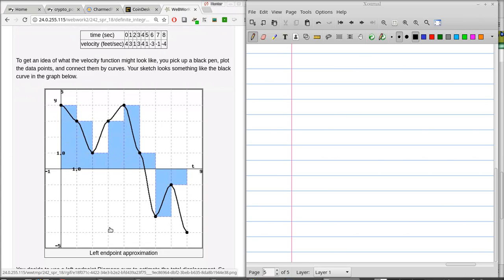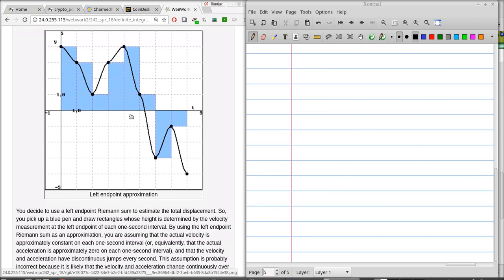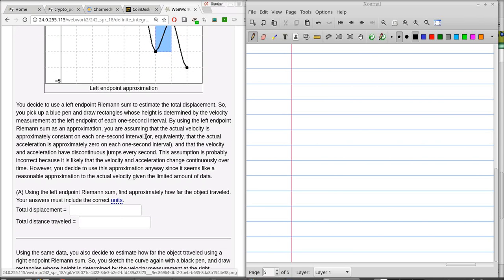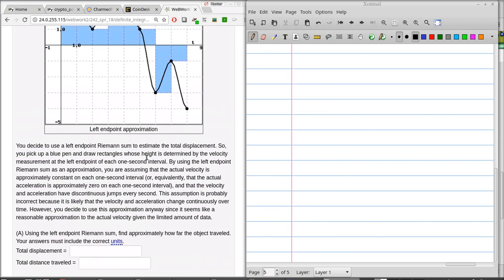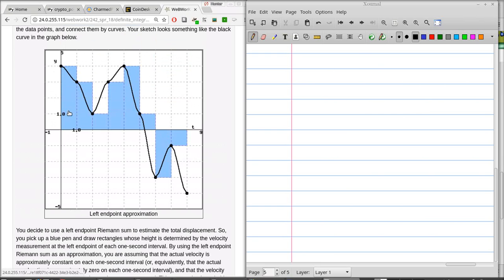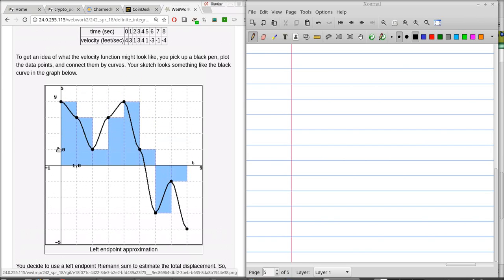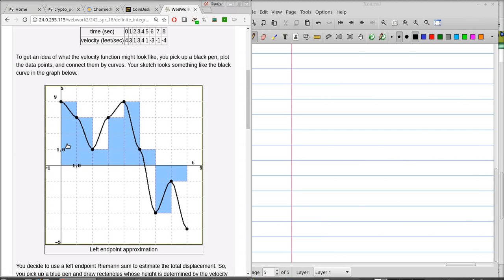And there's the velocity function, and we've got the Riemann sum that comes from looking at the left endpoints. You decide to use the left endpoints. Total displacement and total distance traveled. So the total displacement is the net area. So we can just add these things up. There's a little scale here, isn't there? Yeah, so it's just units of 1. So each rectangle has a certain area. Each of them has width 1, which is very convenient.